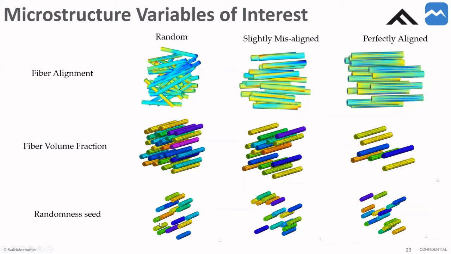Then finally, randomness seed. This is something you can use where you had the same volume fraction in the same microstructure, except that these are inserted with different random orientations. So you can see these all have the same volume fraction, but we have a grouping here, so that might lead to stress concentrations and earlier failure. And what this means is you can run multiple tests and actually get different results.